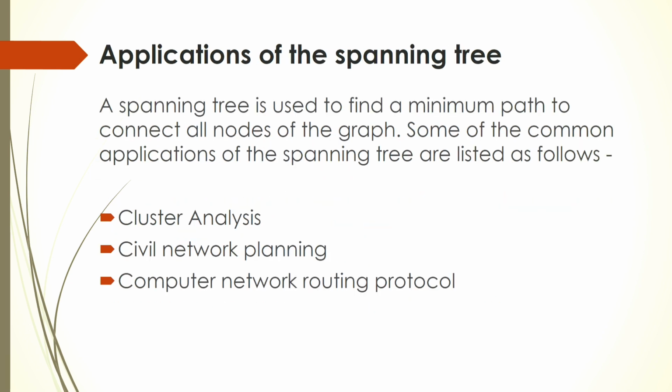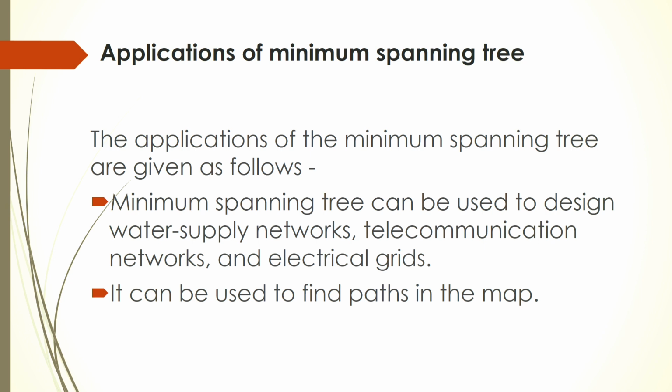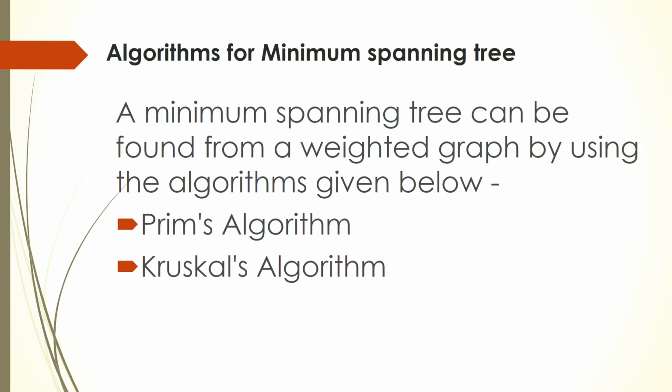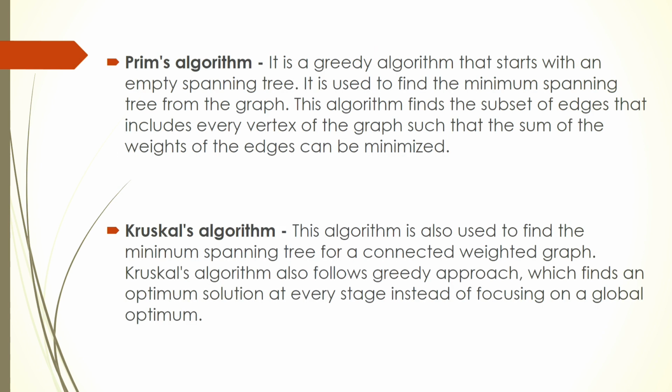Those are the applications of the spanning tree, and the applications of the minimum spanning tree are as follows. The minimum spanning tree can be used to design water supply networks, telecommunication networks and electrical grids. It can be used to find the path in a map. The minimum spanning tree can be found from a weighted graph by using the algorithms given below: Prim's algorithm and Kruskal's algorithm.